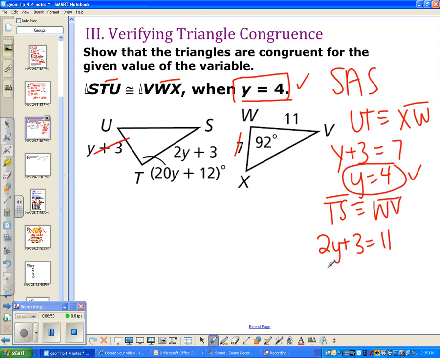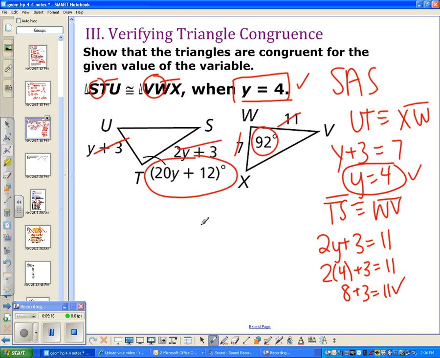You can solve or you can plug in. If you plug in 4, does it work? Wait, what did I do wrong here? ST is VW. I did that right. Oh, yeah, my bad. Oh, wait, no. Oh, yeah, 2 times 4 is 8. Okay, 8 plus 3 equals 11. Sweet. And then the last one you'd have to do is the angles. So you'd have to show that if you plug in 4 here, it would equal 90. This whole angle would equal 92 degrees.